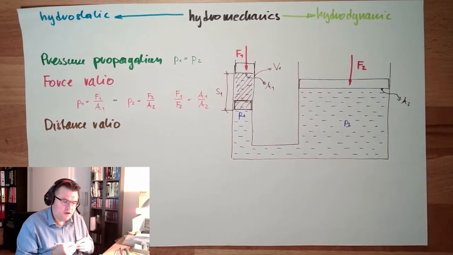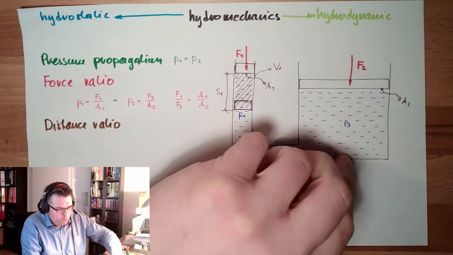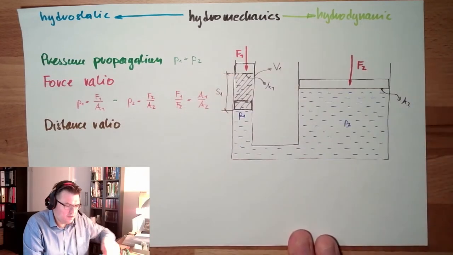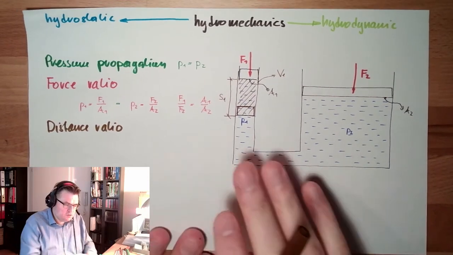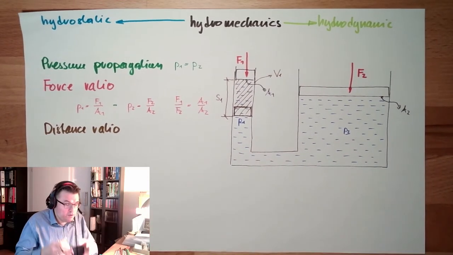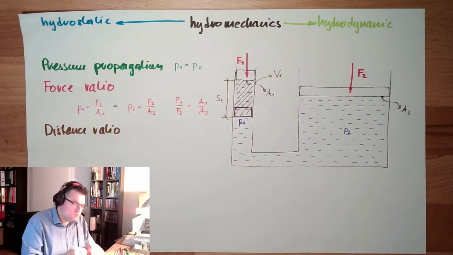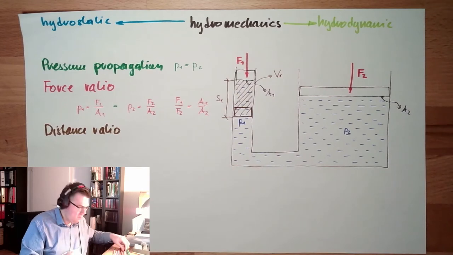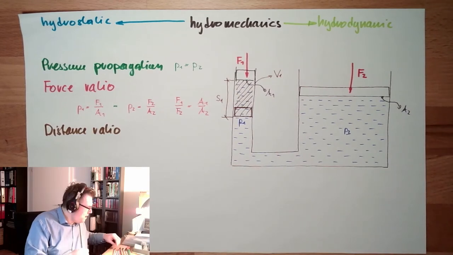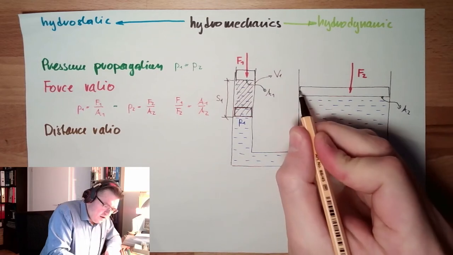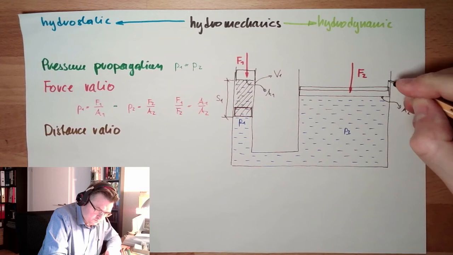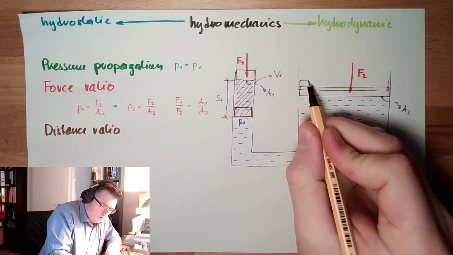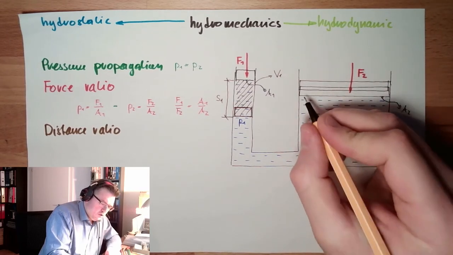This volume I have put here. So since I cannot reduce the volume of my liquid, because it's liquid, this volume has to go somewhere. This volume has to go somewhere, and this piston here is moving up, of course. Here is the new piston position.